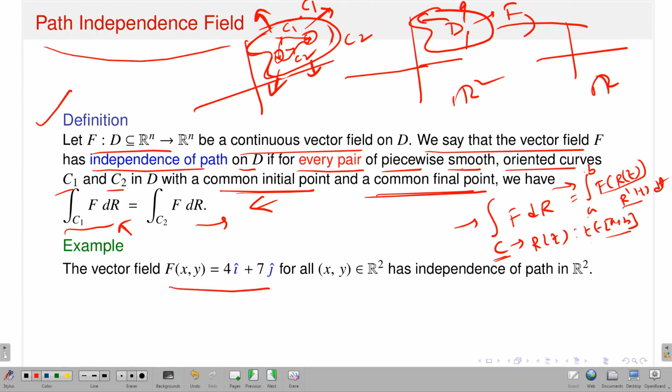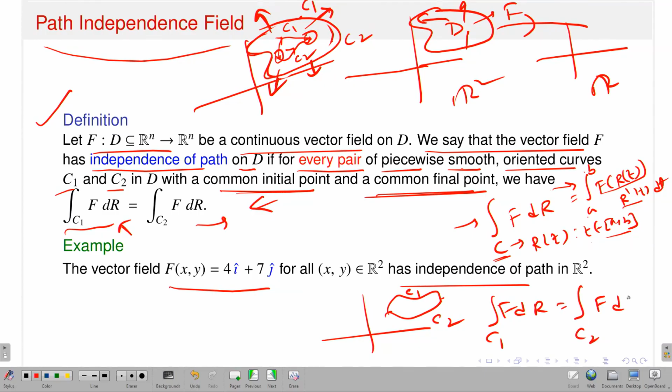For example, consider the vector field F of x y equal to 4 i cap plus 7 j cap. It has independence of path in R2. Of course, here it is defined on all of R2. So, that means in R2, if I take any curve, say C1 and C2, and you calculate the integral over C1 of capital F dr, that value is exactly the same as the integral over C2 of capital F dr, provided C1 and C2 have the same initial point and the same final point. Suppose this is P and this is Q.